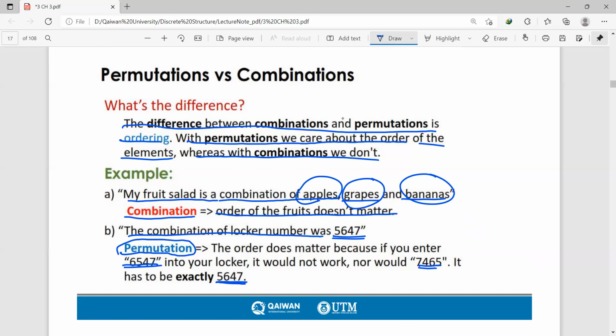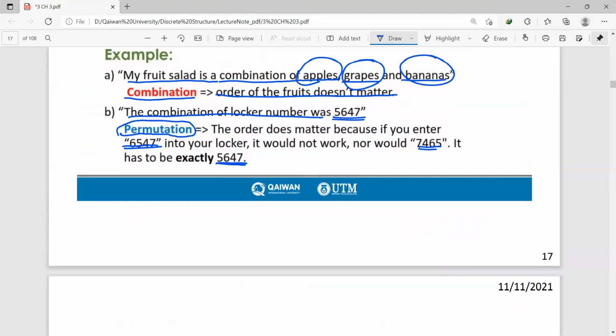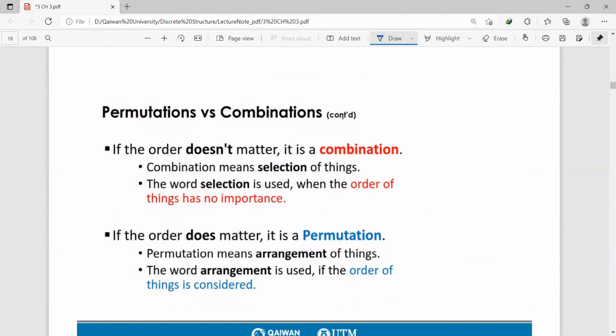For any problem where we should care about the ordering, we must use permutation. And for those where we don't care about the ordering, we use combination. If the order doesn't matter, it is a combination. Combination means selection of things. We select things without caring about ordering. The word selection is used when the order of things has no importance.